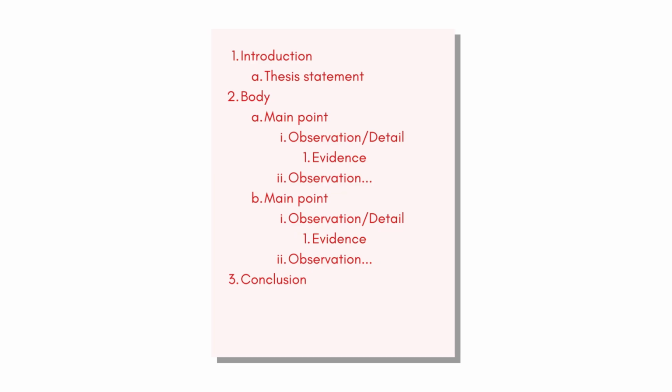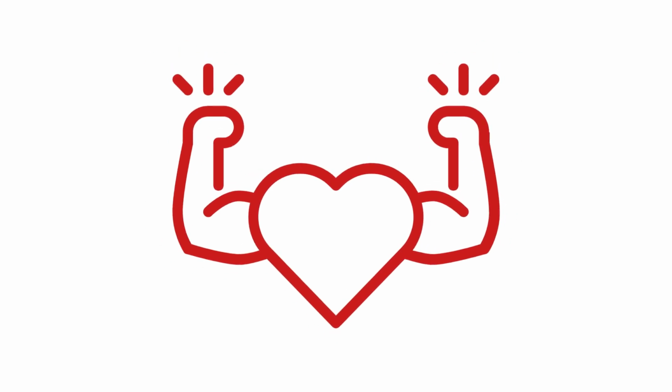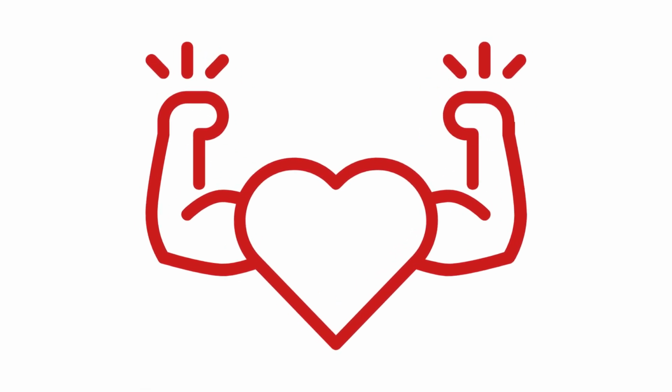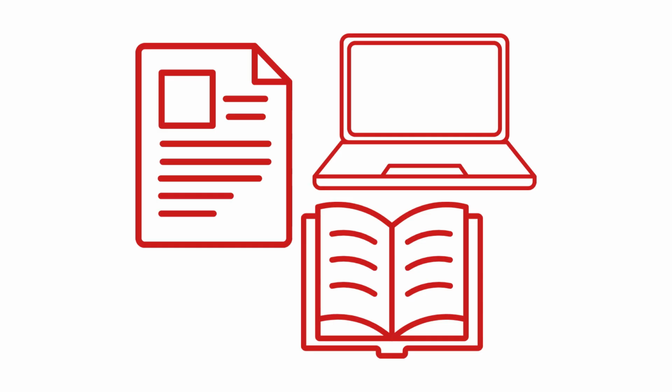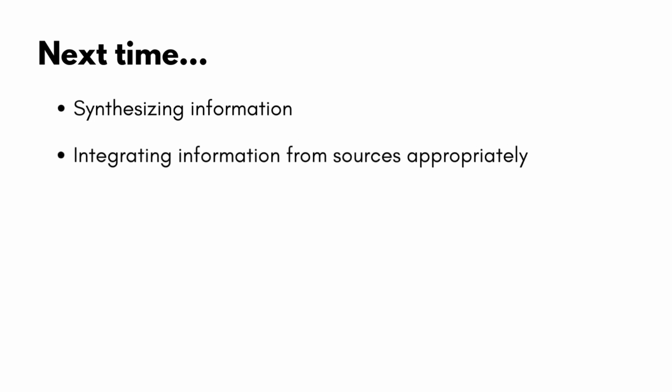The evidence and analysis we provide in the body paragraphs make up the meat or muscle of our paper. This is where we put all of the information from sources we've collected during our research to use. But as we know, it's not just as simple as referring to a single source for every point we plan to make. We'll have to find a way to incorporate the many sources we found in our research. In the next video, we'll learn about what it takes to write a strong paper by exploring how to synthesize information from multiple sources and how to integrate information from our sources appropriately.